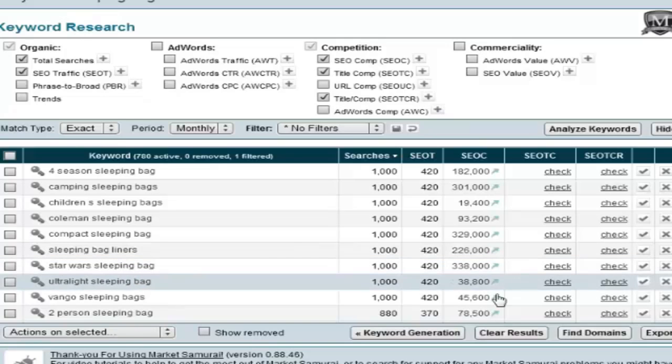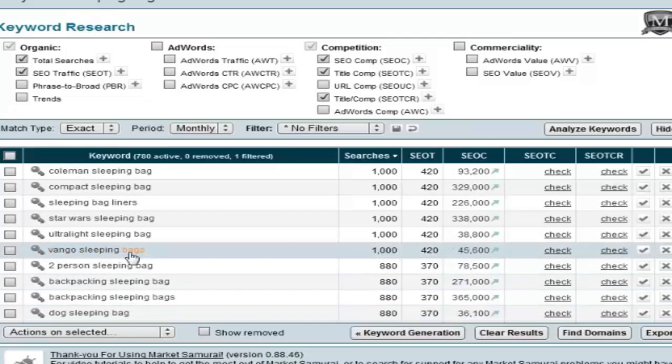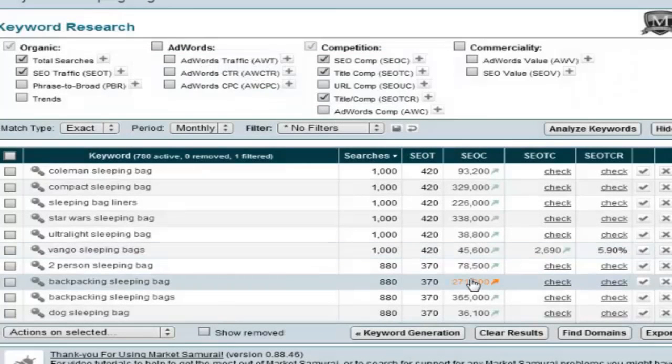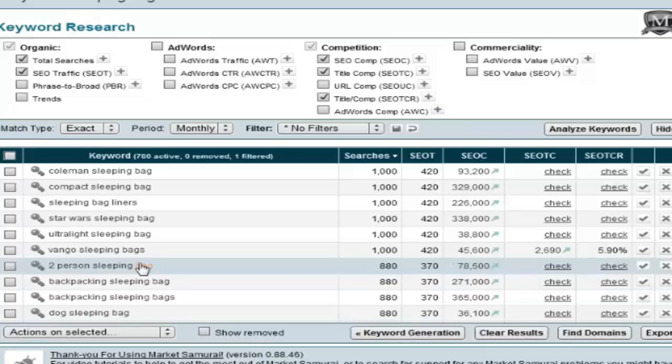Star Wars sleeping bag, who doesn't want one of those? Here's another Van Gogh sleeping bag, so another product brand, very low competition. So I'm seeing a couple of things here. One, I'm seeing that this is a very good market. Number two, I'm already seeing that the main terms I might go after, like sleeping bag reviews and best sleeping bags, have a decent amount of traffic and very low competition. So that's another bonus.